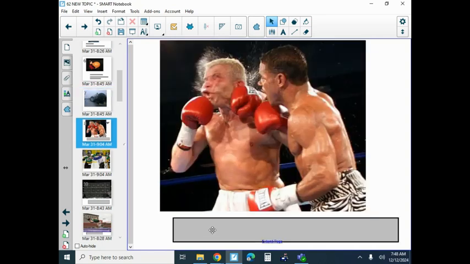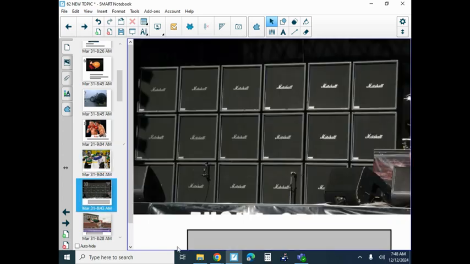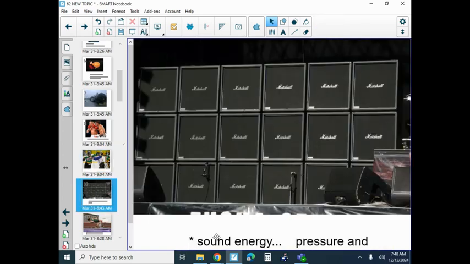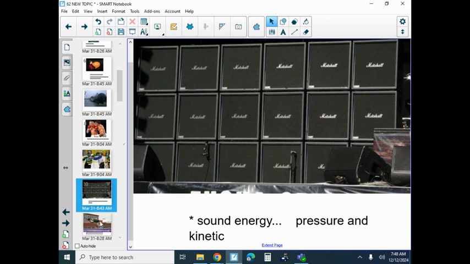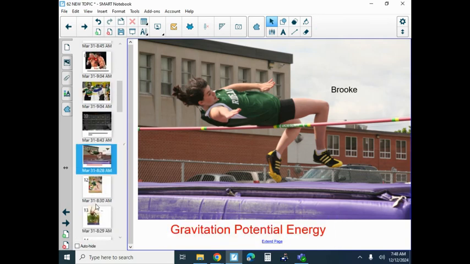We've got the energy of the punch here, energy transferred. And so we're going to be talking about force times distance. So picture the force and the distance that the person is being pushed there in each of those cases. We've got sound energy here, so energy from pressure and kinetic energy of molecules. We've got energy due to height, so that's gravitational potential energy.